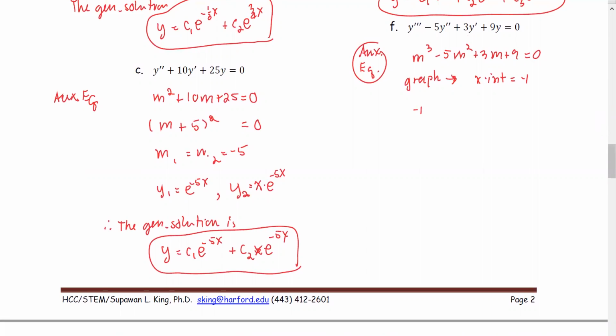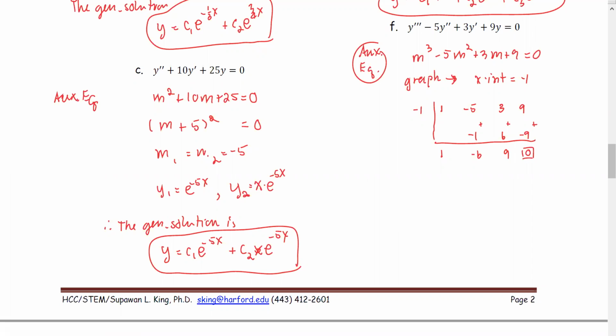So if we use synthetic division, negative 1, and then list the coefficients: 1 as the coefficient of m to the third, negative 5 as the coefficient of m to the second, 3 as the coefficient of m to the first, and 9 is the last number. With the synthetic division, take 1 down and then multiply negative 1 by 1 to get negative 1. Add it with negative 5 to get negative 6. Negative 1 times negative 6, we get positive 6. Add together with the 3, we get 9. Next, negative 1 times 9 to get negative 9. Add together with the 9, we get 0.